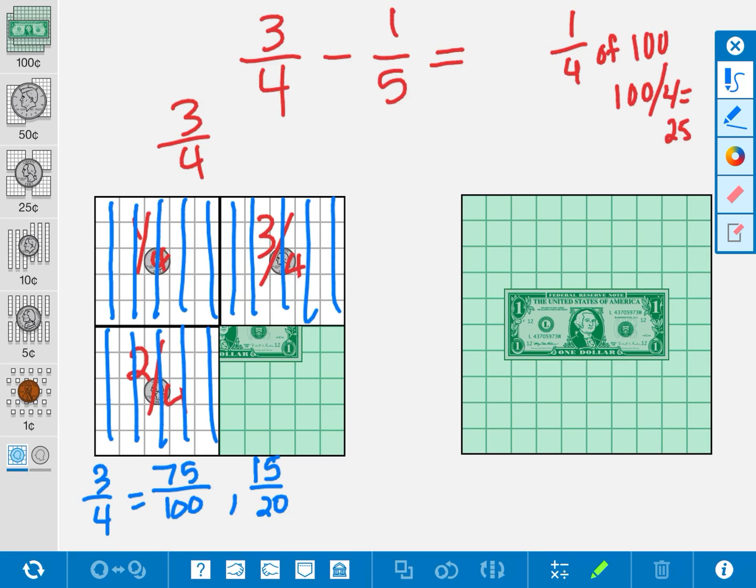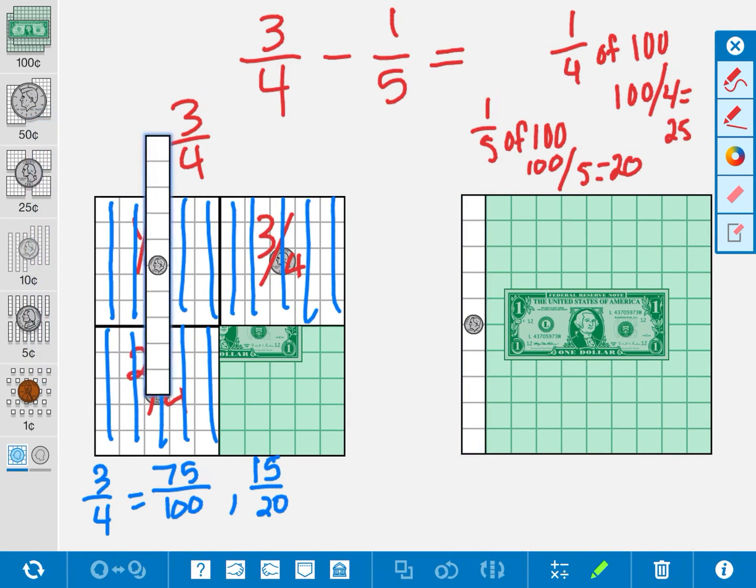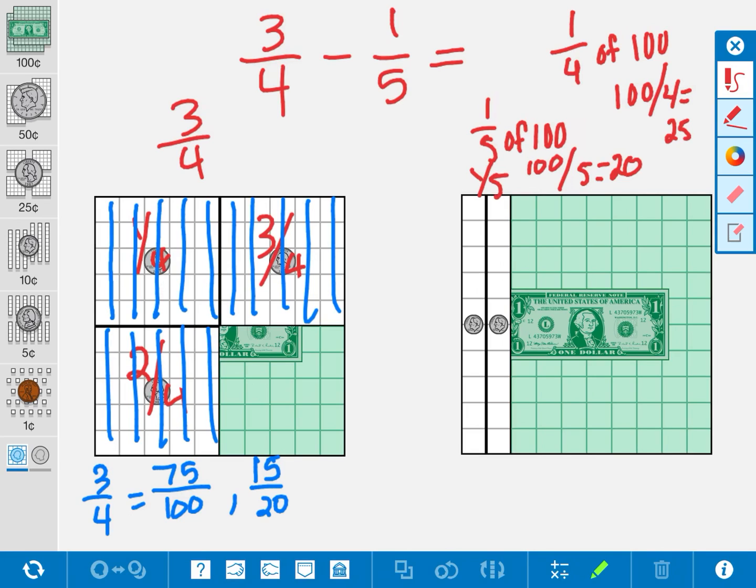Now, let's figure out what 1/5 of a dollar is. So I'm going to go back to my red pen. And now I want to figure out 1/5 of a dollar, which is 100 cents. So I want to do 100 divided by 5. And when I do that, I get 20 cents. But there is not one coin that equals 20 cents. So I have to use 2 dimes to equal 1/5 of a dollar, because this will equal 20 cents. So here I have 1/5 of a dollar.